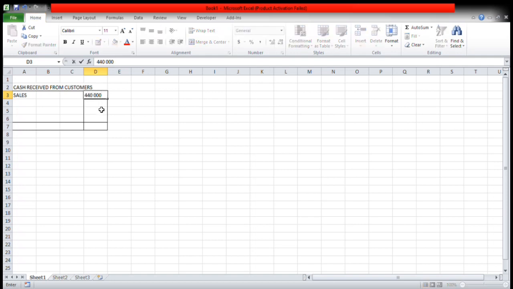440,000 is our sales. The next item to be indicated under the cash received from customers will be changes in debtors.